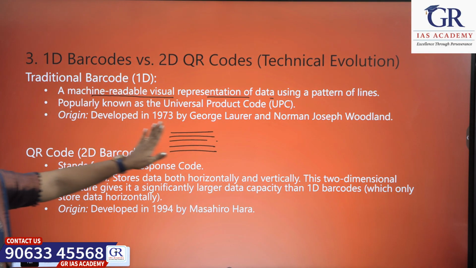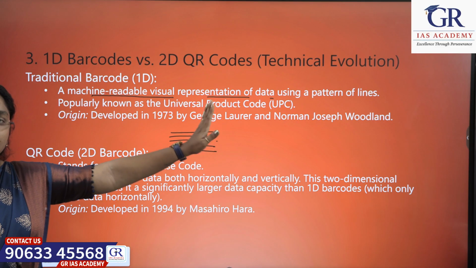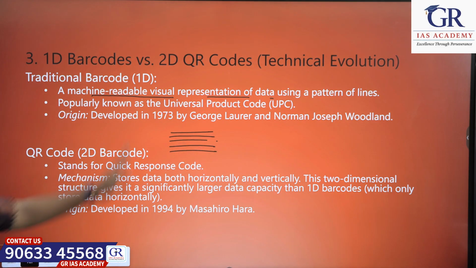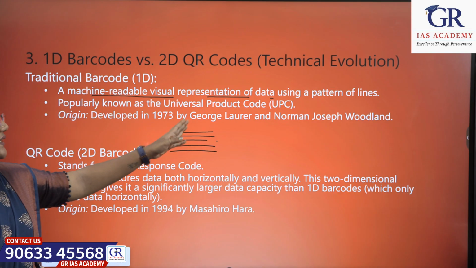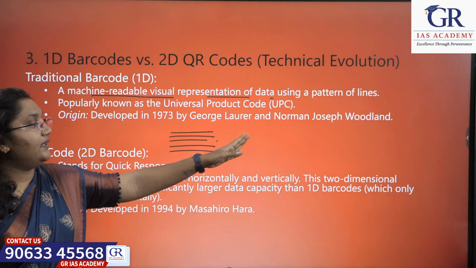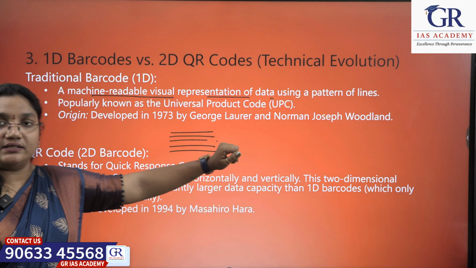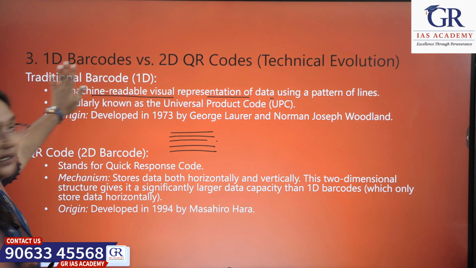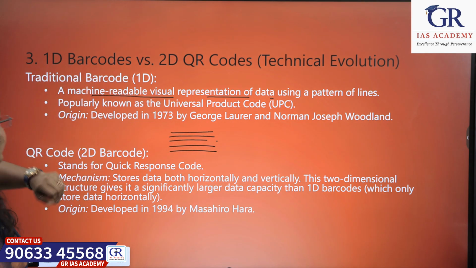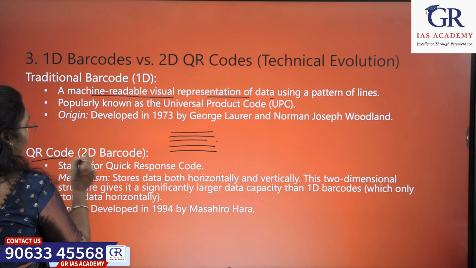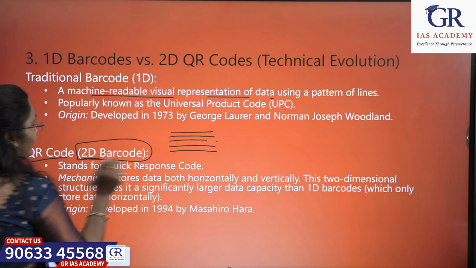Popularly known as the Universal Product Code, as of now what we are using for a product. Next, where was it developed? It was developed in 1973 by George Laurer and Norman Joseph Woodland. These two people developed this one-dimensional barcode.